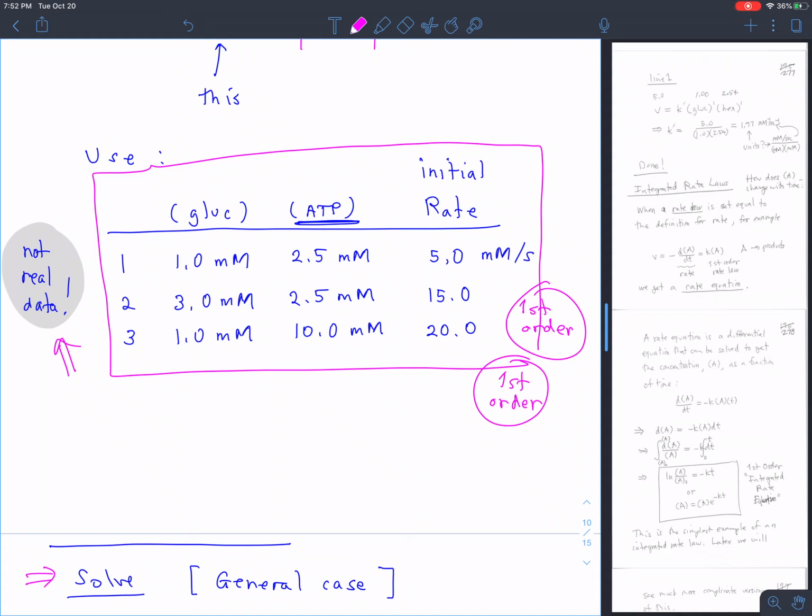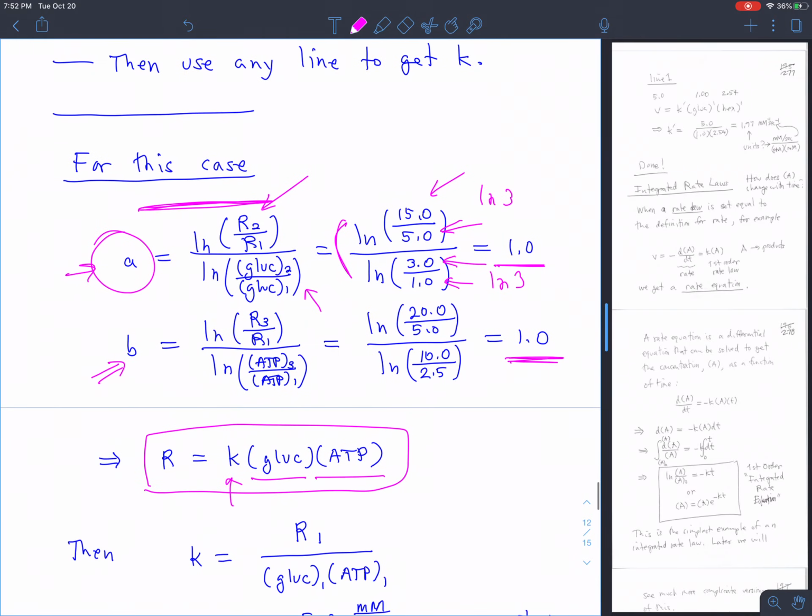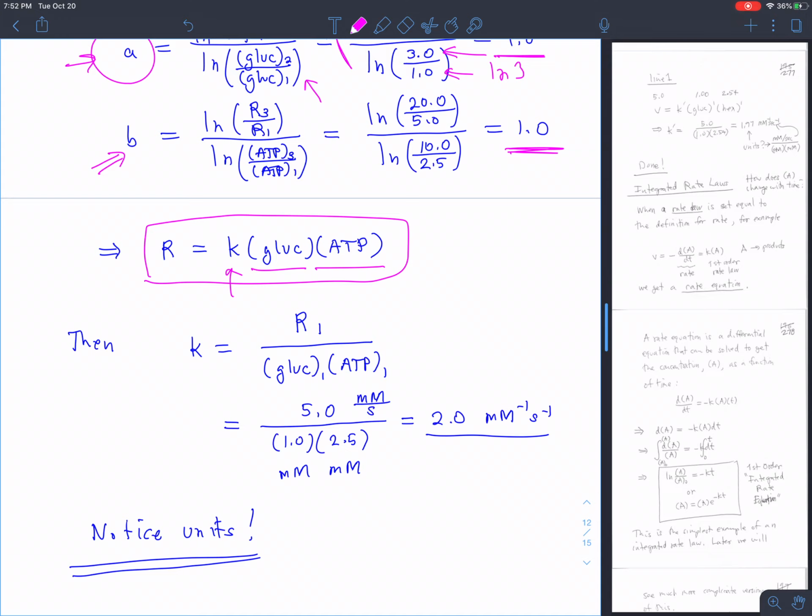But if everything is good, then we can use row 1, which is what I've used down below, but we could use row 2 or row 3. If we use row 1, then solving for the rate constant, the rate constant is the rate over the 2 concentrations. We know the powers now, so we can fill in here. And that's 5 millimolar per second over 1 millimolar for glucose, 2.5 millimolar for ATP, and that gives us 2.0.